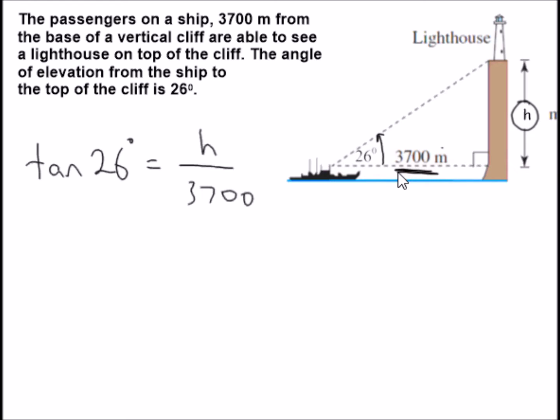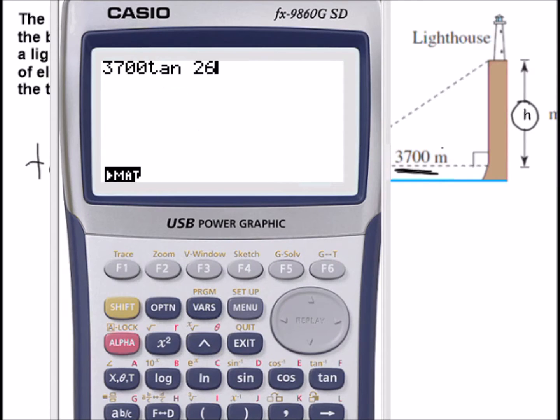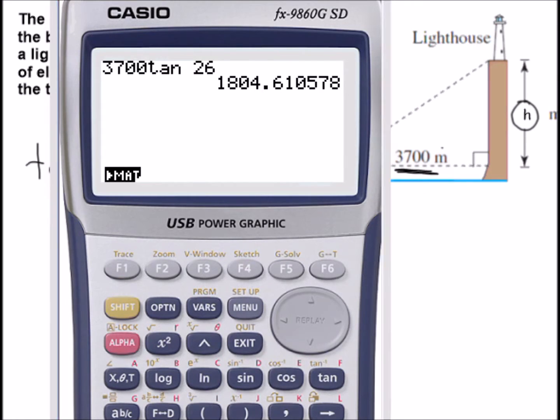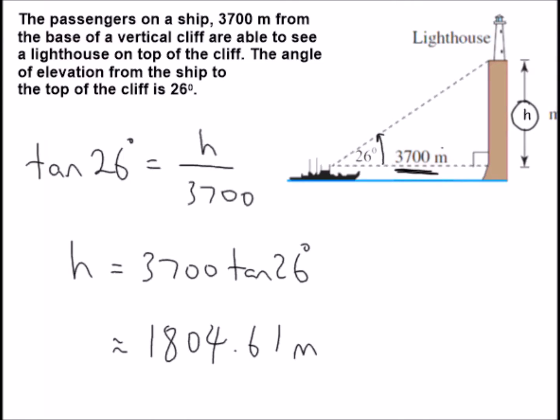To solve that, we make h the subject, and so that 3,700 is dividing on the right side, it'll multiply on the left side. And so h equals 3,700 multiplied by the tan of 26. So on your calculator, once again, make sure you are working in degrees, and we can put that into the calculator, and we get an answer of 1804.61. And that will be in meters. So there's the approximate height.